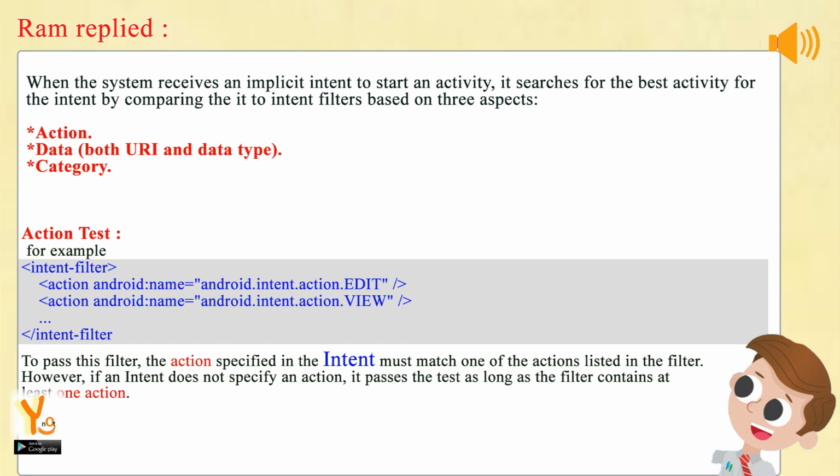Action test, for example, to the below given filter. To pass this filter, the action specified in the intent must match one of the actions listed in the filter. However, if an intent does not specify an action, it passes the test as long as the filter contains at least one action.